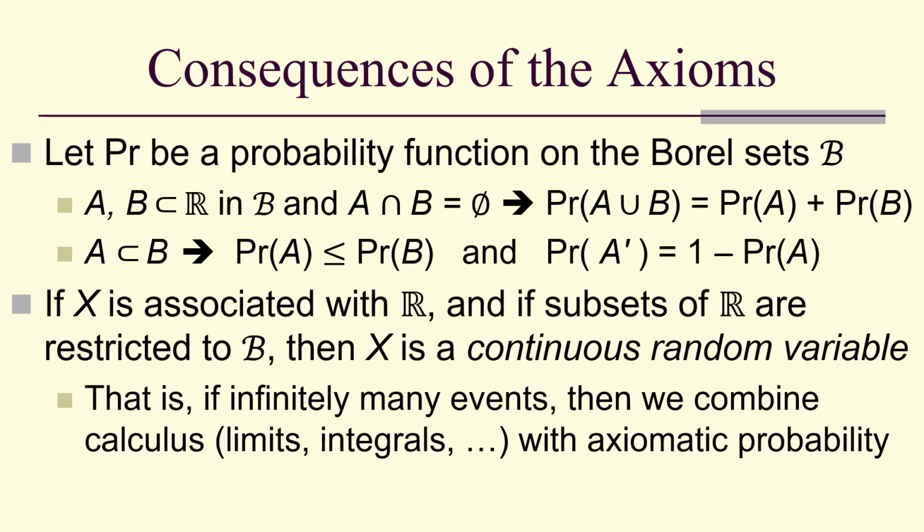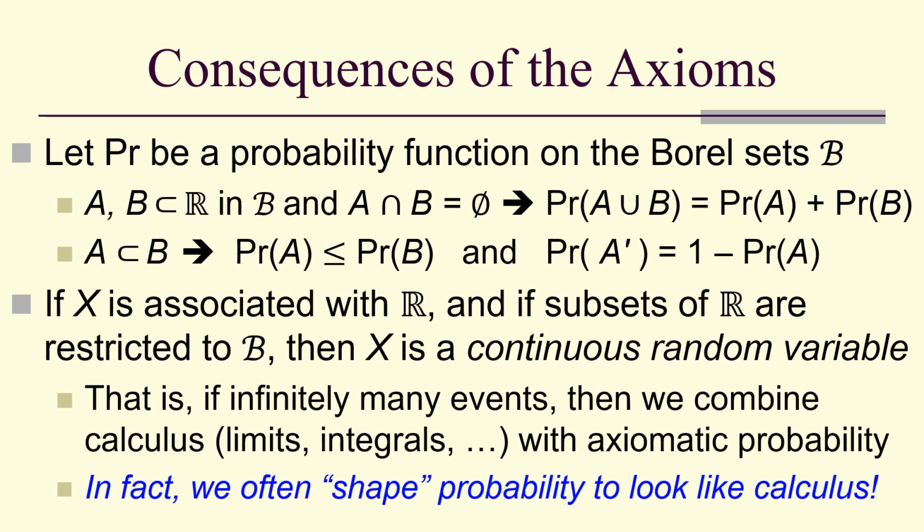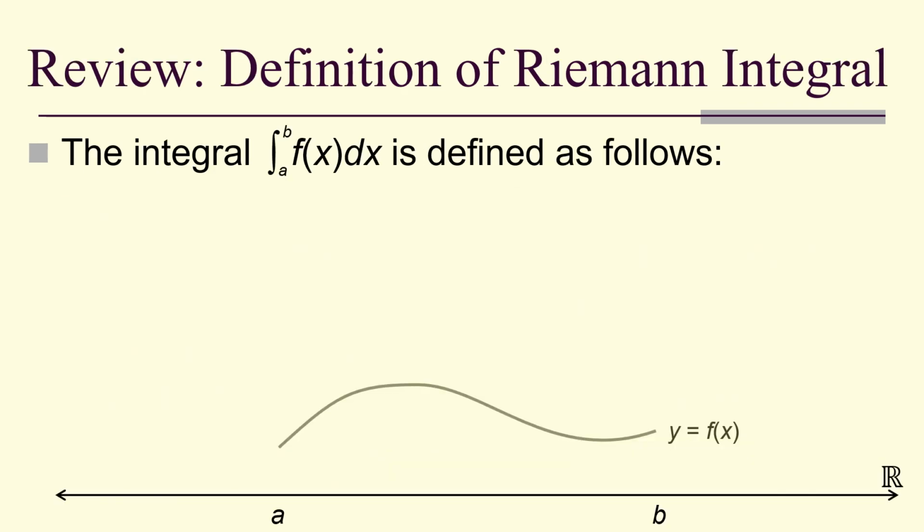That is, if there's infinitely many events, then we're going to combine calculus with axiomatic probability. And in fact, we often shape probability so it actually looks like calculus. Let me show you what I mean.